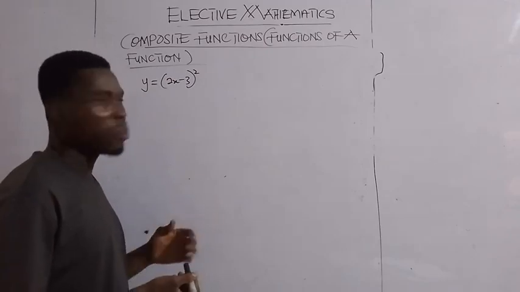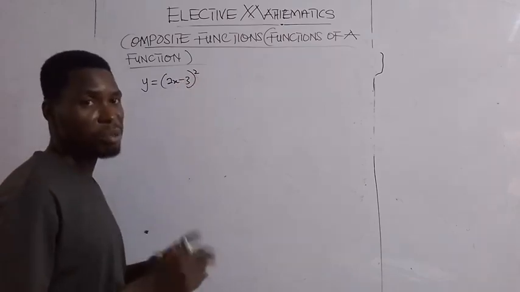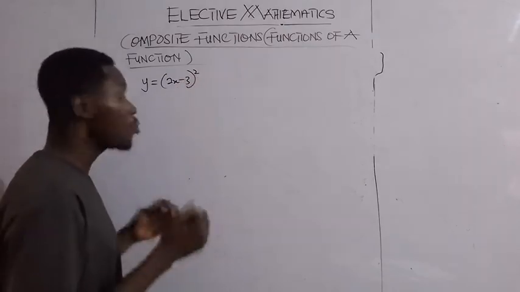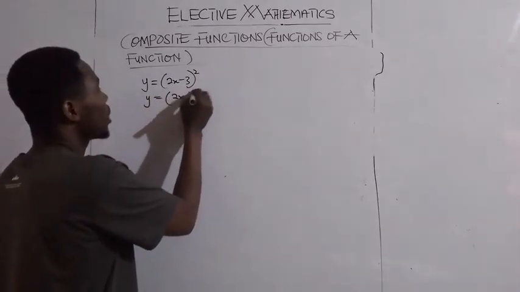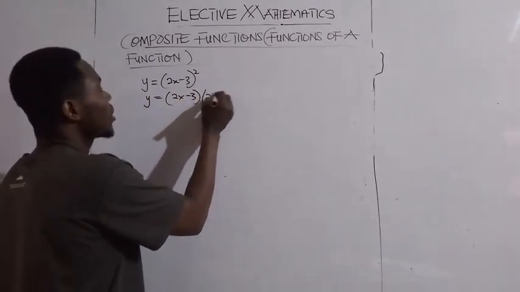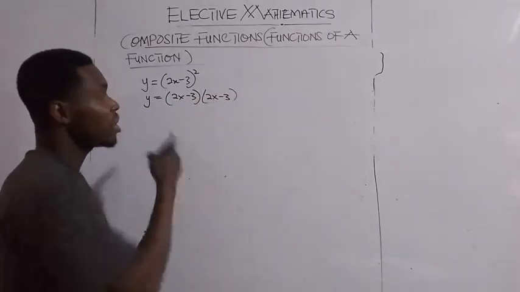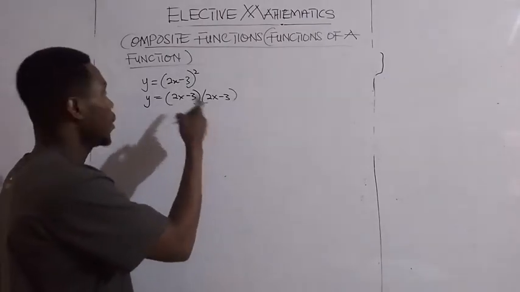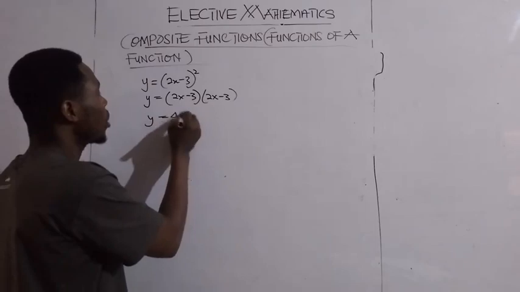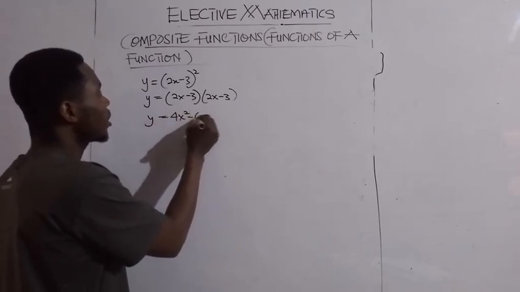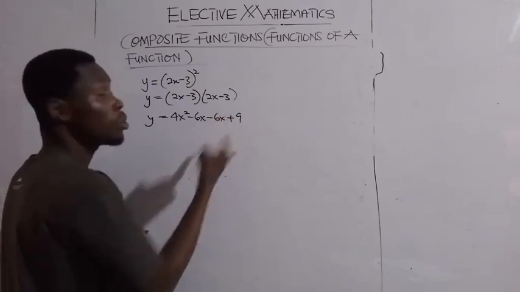We can equally use the product rule. The square is just telling us that it is repeating itself 2 times. So what we have to do is just y is equal to (2x minus 3)(2x minus 3). Then we can differentiate. One way of differentiating this is to multiply. You multiply: y is equal to 2x multiplied by 2x, we have 4x squared minus 6x minus 6x plus 9. This is what we will get.